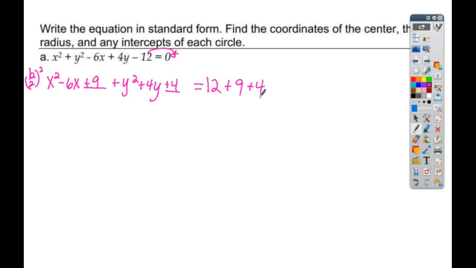So after you do the b over 2 step, now we're going to write them as perfect squares. So to do that, I'm going to get b divided by 2. So it's x minus 3 squared. This is b divided by 2 here, which is going to be y plus 2 squared. And then 12 and 9 and 4 is 25.